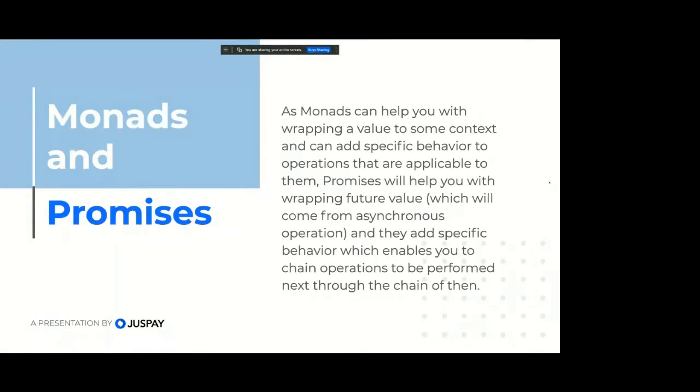Promises have so much in common with monad, which is a functional programming concept. So the thing is that promise is a really similar pattern to monad, as monad can help you with wrapping a value to some context and can add specific behavior to operations that are applicable to them. Promises will help you wrapping the future value which will come from the asynchronous operation, and then they add specific behavior which enables you to chain the operation that are to be performed next through simple chaining of dot then, right? So consequently, we can benefit from functional programming on front end whilst day-to-day programming.